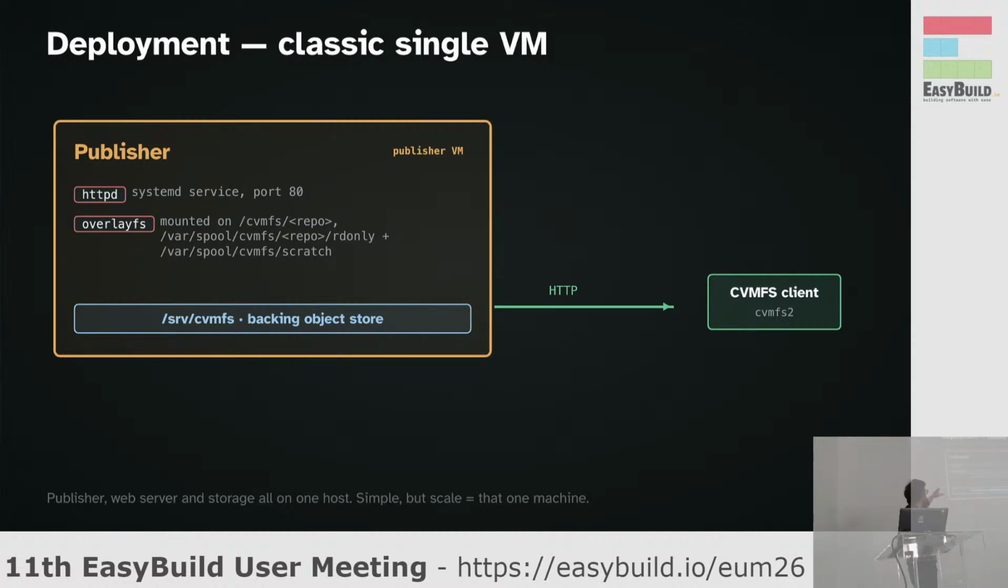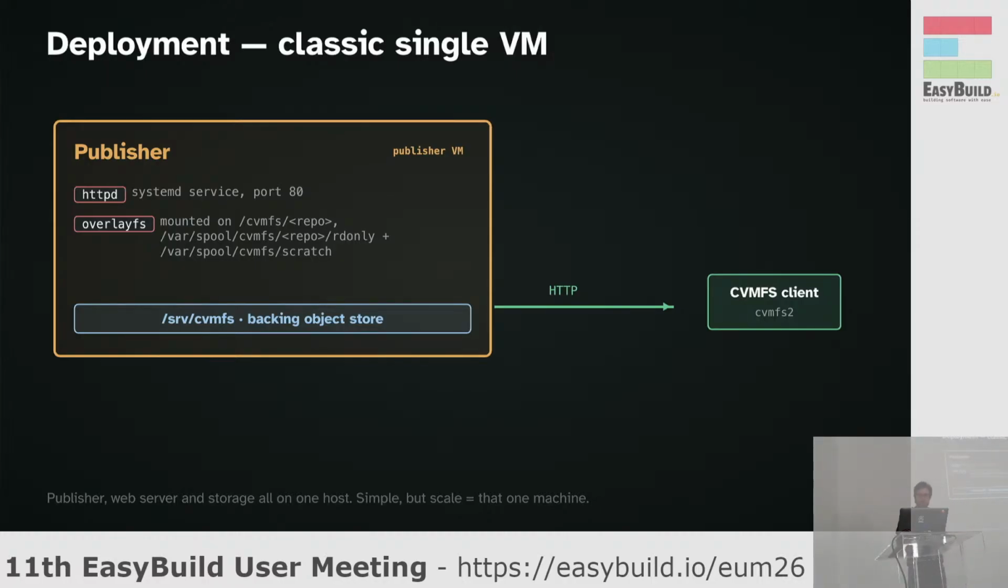All right, but in principle, for the basic classic deployment, you have the standalone publisher machine. It's a fixed machine, and it's running HTTP via systemd. And it has overlay-FS mounted. So basically, it's a fuse mount of the CVMFS repository and an overlay on top. And this is actually what allows you to add and change software in particular. So you open a transaction, you change something, it gets recorded as whiteout files or changes, and then you place this stuff in the object store.